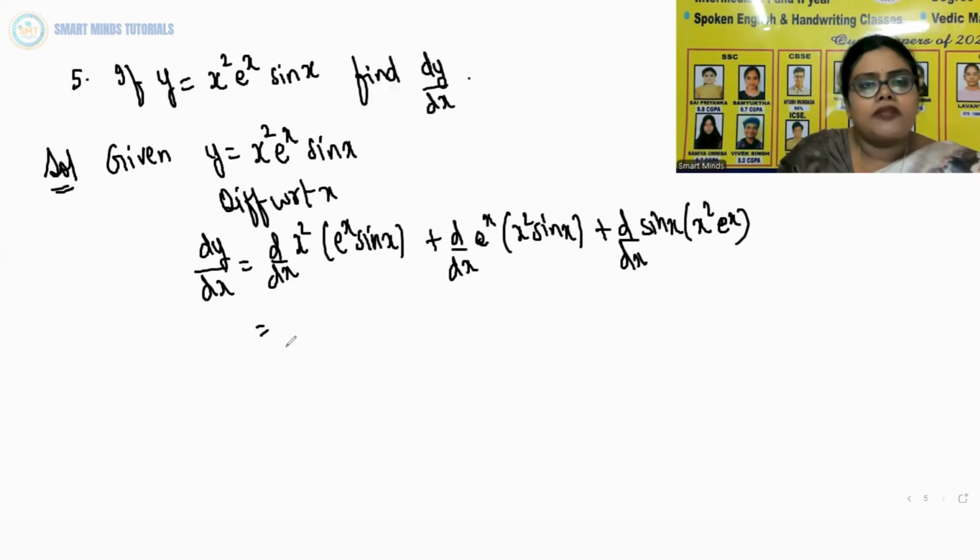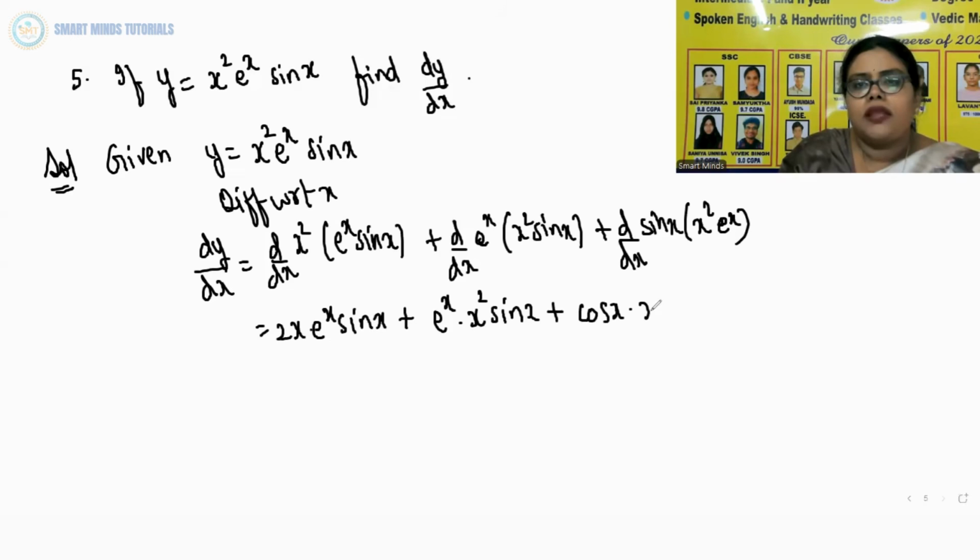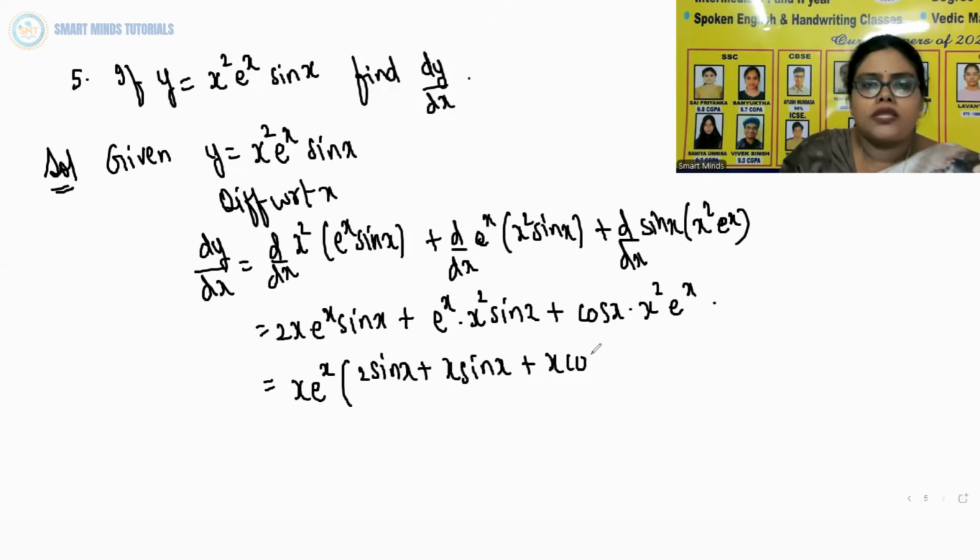So derivative of x square is 2x e power x sin x plus derivative of e power x is e power x, x square sin x plus derivative of sin x is cos x, x square e power x. So from these three we can take x e power x common. So we get 2 sin x plus x sin x plus x cos x. This is the final answer.